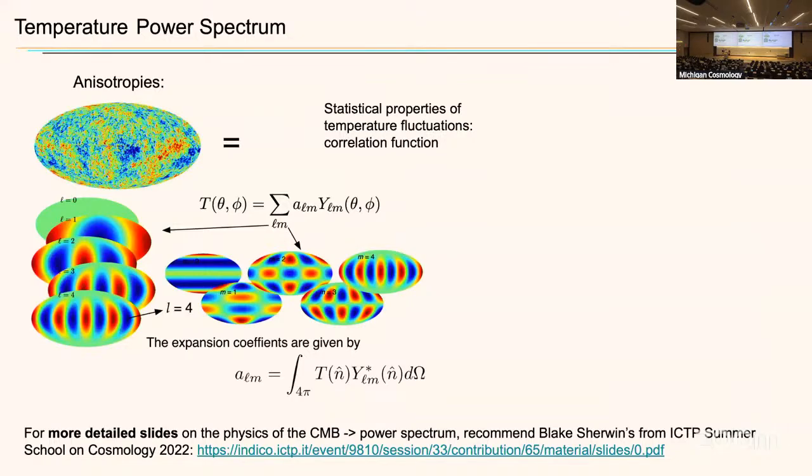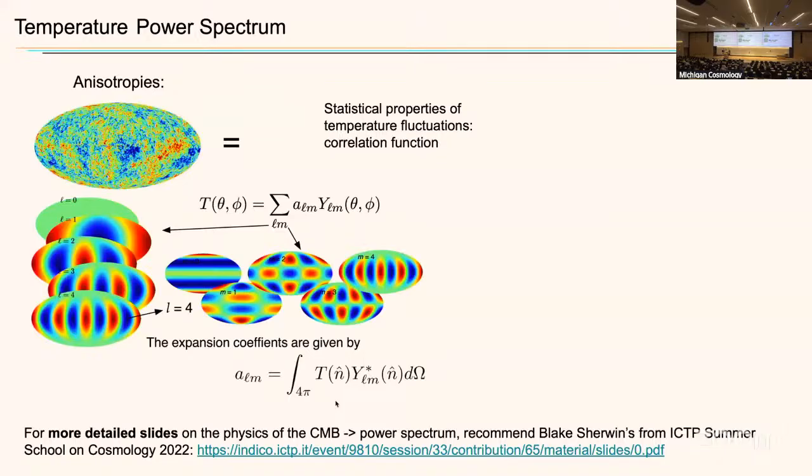So in talking about the temperature power spectrum, we're encoding the statistical properties of the temperature fluctuations of the CMB. And we do this by using a correlation function. And the power spectrum is a convenient way of expressing this correlation function information. So we expand these temperature signals in terms of spherical harmonics. And you might see l appearing regularly through this talk. l gives you angular scale in the sky. Small l, large angular scales. Large l, small angular scales. And then the expansion coefficients are returned to us by this integral over the temperature and the spherical harmonics.